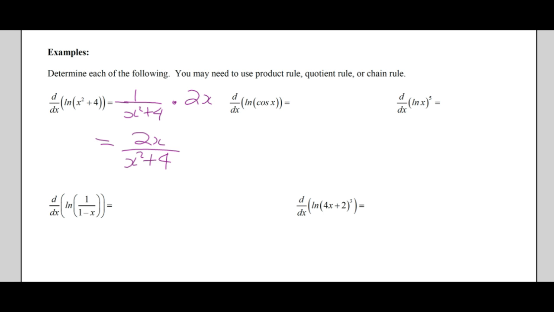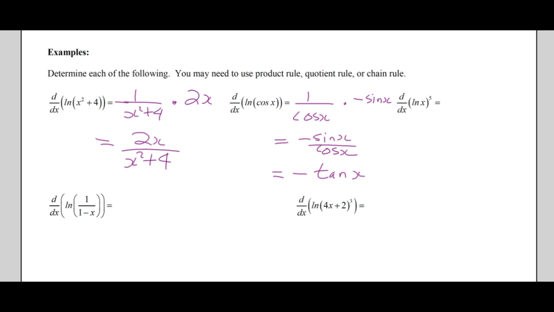All right, so what's the derivative of ln of cos x? 1 over cos x times negative sine x, which can be written as negative sine x over cos x, and then negative tan x. So it equals negative sine x over cos x, which is negative tan x, right?